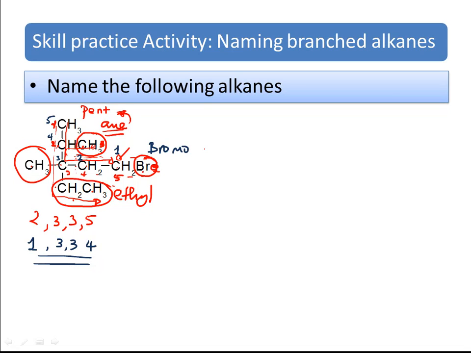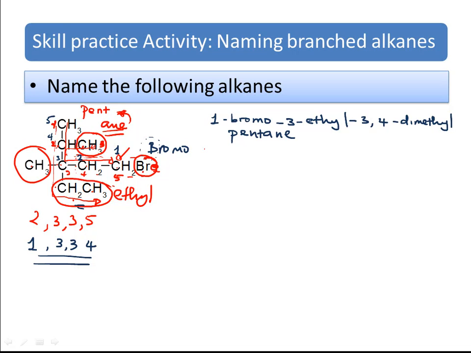Now we need to put everything together: the side chains in alphabetical order, stating their position on the chain, and then we add the principal name at the end. So bromo is going to be the first one because it comes first alphabetically, and then bromo is followed by ethyl, which is next, and then I've got methyl last. So this one will be 1-bromo-3-ethyl-3,4-dimethylpentane, because I've got 2 methyl groups. This is the name of this one here.